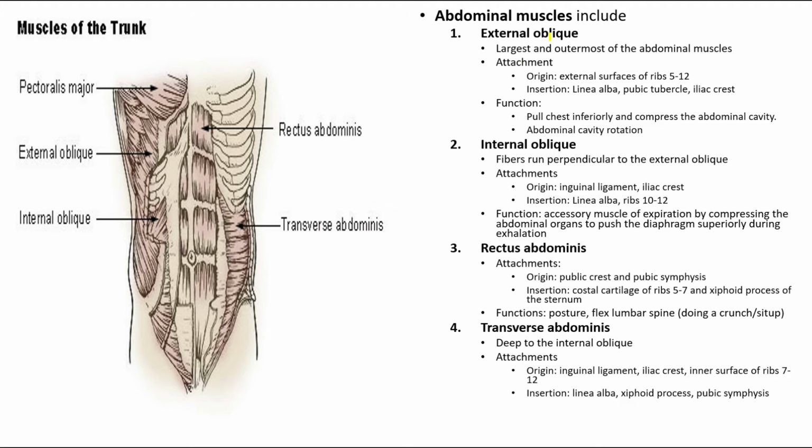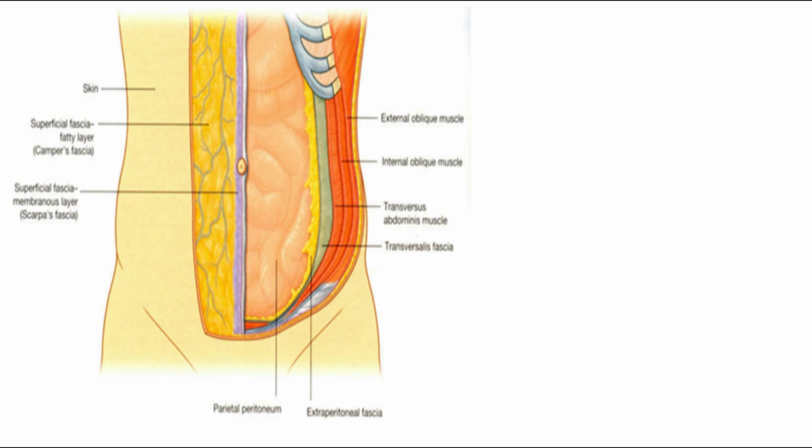Additionally, the external oblique, this isn't written here, but it should be, is an accessory muscle of inspiration. So the external oblique is an accessory muscle of inspiration, whereas the internal oblique is an accessory muscle of expiration. The transverse abdominis functions in forceful expiration as well as stabilizes the abdomen.